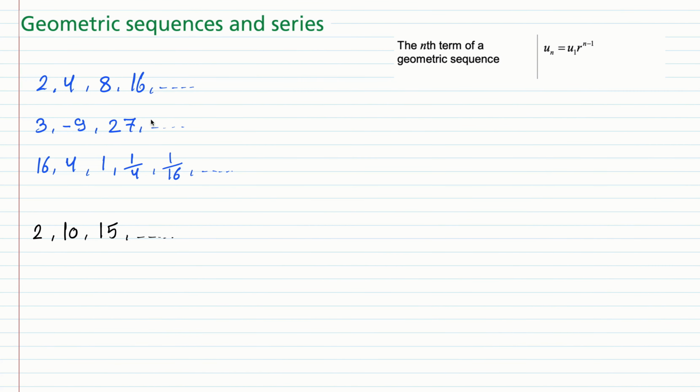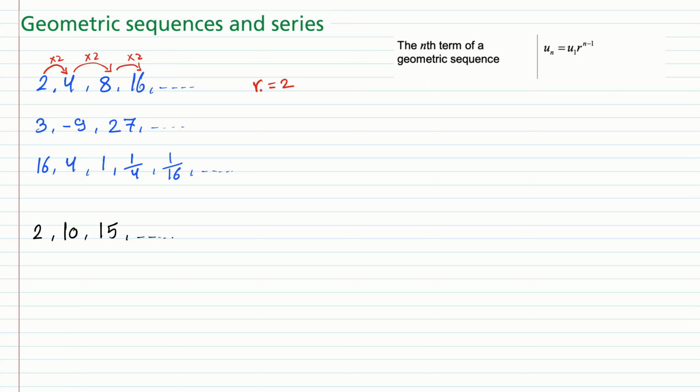In this video, we're going to have a look at geometric sequences and series. A geometric sequence is formed by multiplying or dividing the previous term by the same number. So in the first example, as you can see, you multiply 2 by 2 to equal 4, by 2, 8, and by 2 equals 16. So we multiply each time by the same number. So we can say that the common ratio R equals 2.